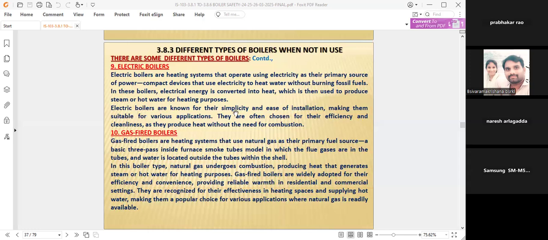Electric boilers are known for their simplicity and ease of installation, making them suitable for various applications. They are often chosen for their efficiency and cleanliness, as they produce heat without needing any fuel, no water consumption, no resources to be used like coal-fired boilers, waste heat recovery boilers or biomass boilers. It is very useful for avoiding the usage of resources, in places in the industries where the electricity power is more. They can use electric boilers to get steam or hot water.